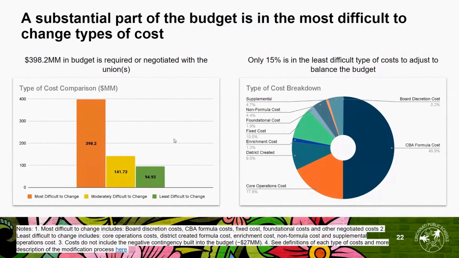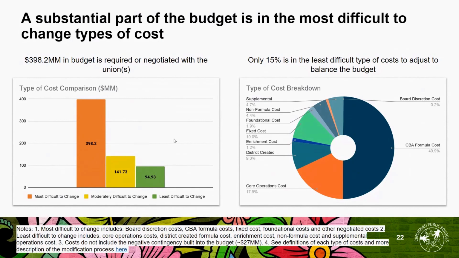So if we take into account those types of costs, we can then show how much money is in each type. So the orange, remember, the most difficult to change, that's about $400 million of our current budget. The green, the easiest to change, is about 95, which is roughly 15%. Now, like on a slide earlier, we could just say, okay, get rid of that $95 million. But as you're looking through that list, I am certain you have already found things in that 95 that you would say we just can't live without, or our students have to have that.